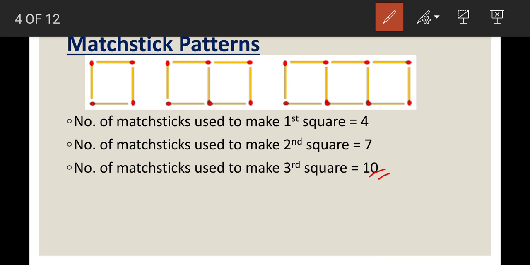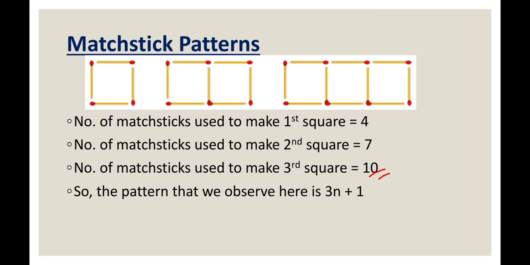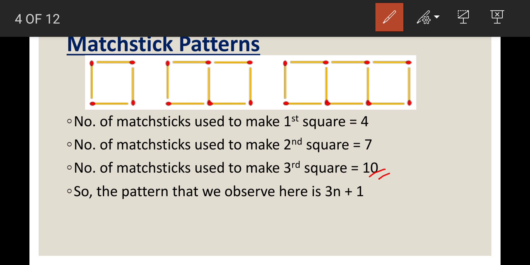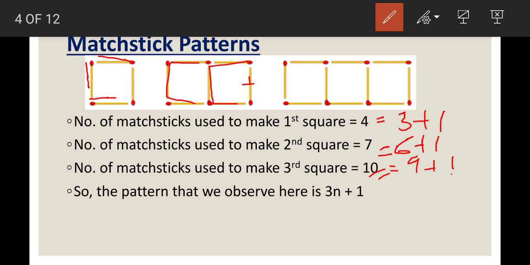We can make a formula for this by using the number and some variable. So the pattern for this is, here it is 1, 2, 3. It is 3 plus 1. For the second one it is 3 plus 3, 6 plus 1. So in this way, we can write 4 as 3 plus 1. Next, 7 we can write as 6 plus 1. 10 we can write as 9 plus 1. So it is 3n plus 1. So the pattern for this one is 3n plus 1.